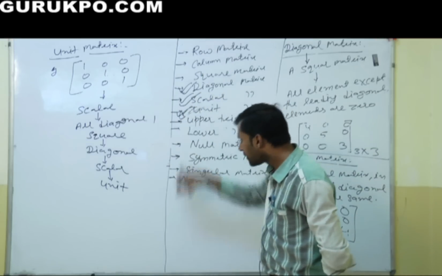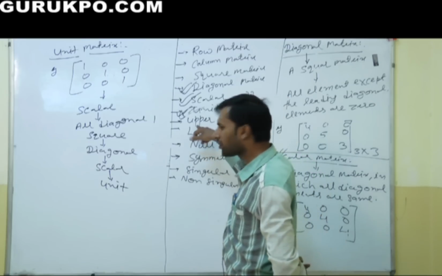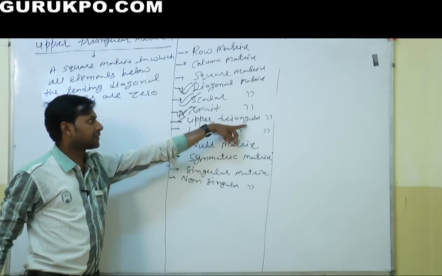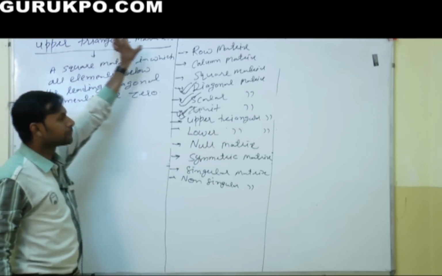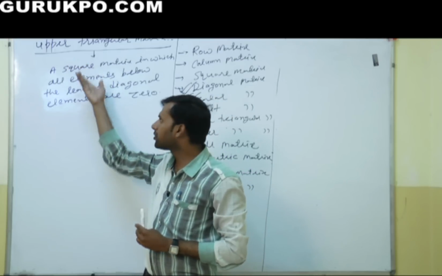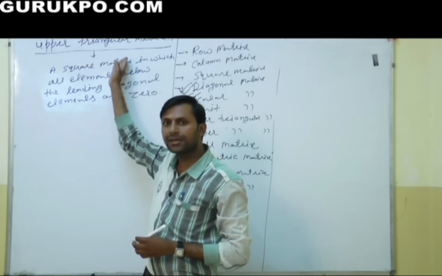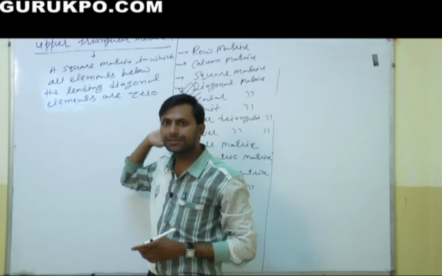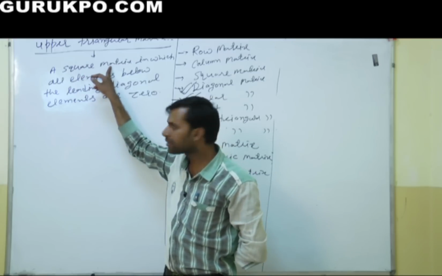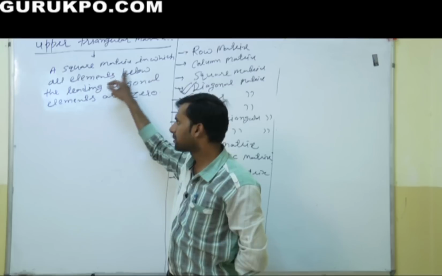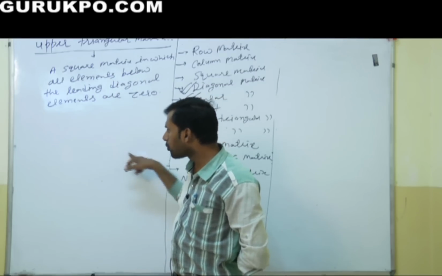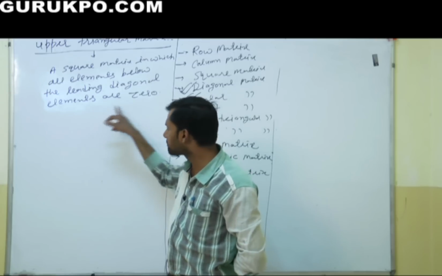Now we are discussing the remaining 6 types of matrix. So we are discussing now the upper triangular matrix. What is an upper triangular matrix? As its name says, upper means the elements in the upper part of the matrix are present and all the remaining elements are 0. What does it mean? First, it must be a square matrix in which all elements below the leading diagonal are 0.